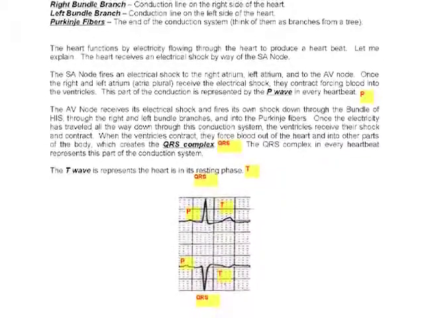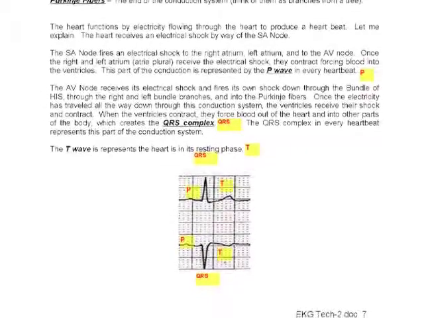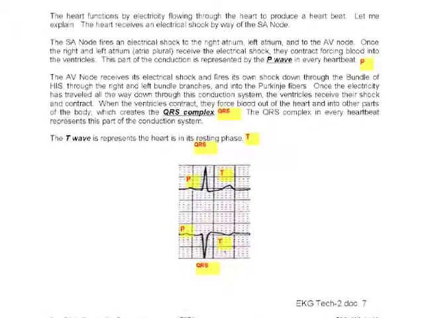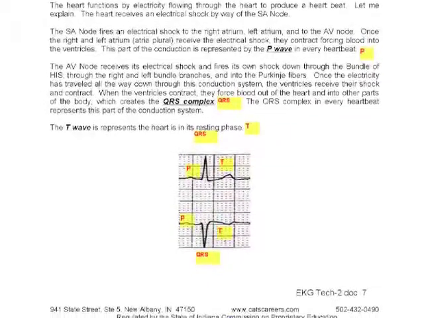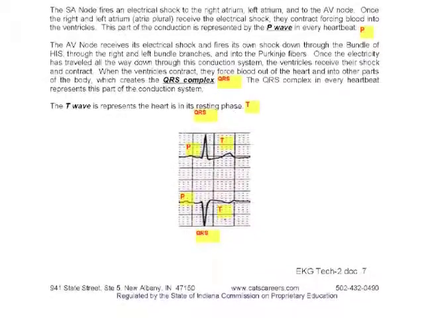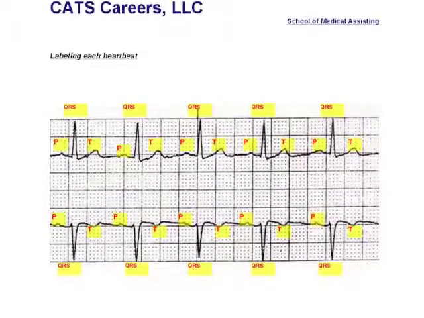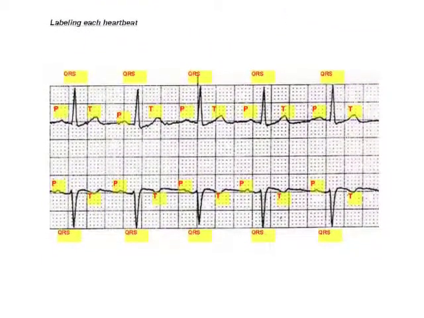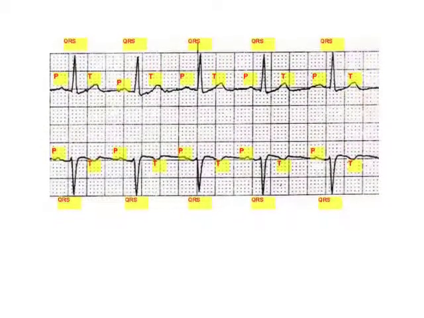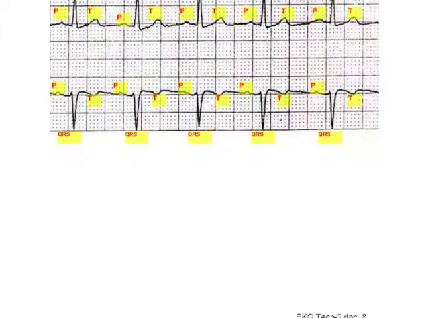Then we have the T wave, which is represented as the resting phase. If you look at the diagram, you see the T wave. So we have the P, the QRS, and the T. That is a complete heartbeat. Labeling each heartbeat. Here we have labeled P, QRST, P, QRST, P, QRST, P, QRST, P, QRST.